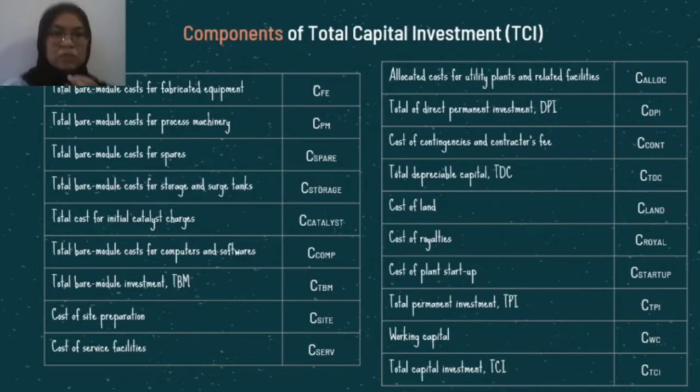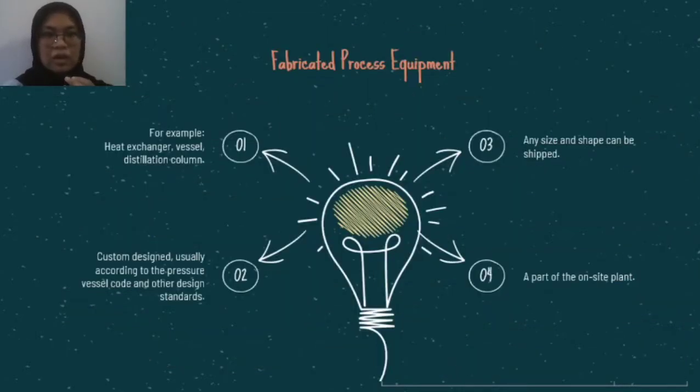The first two components are total bare module cost for fabricated equipment and total bare module cost for process machinery. So what is fabricated equipment and process machinery? Fabricated process equipment is, for example, heat exchanger, vessel, and distillation column. It is usually a custom design according to the pressure vessel code and other design standards.